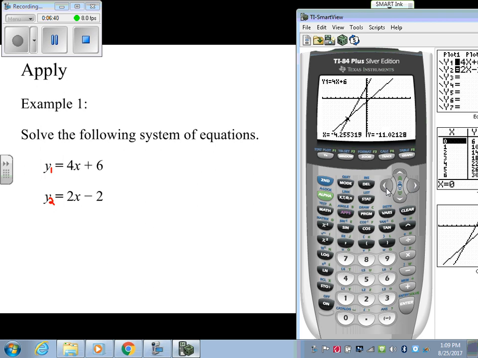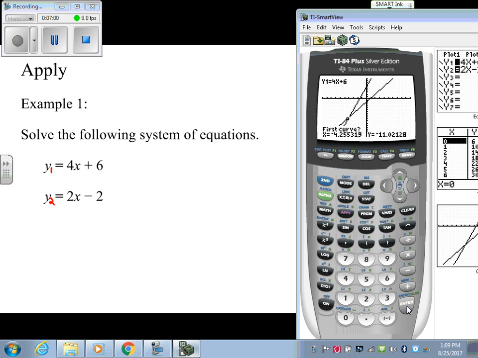So anytime you're tempted to hit the trace button, what you really should be hitting is second and then trace, which is actually a calculate button. And then we have a list of options here. We'll use many of these throughout this course, but we are interested in choice 5, where they intersect. And so you can either arrow down and hit enter for intersect, or you can just hit the 5 key on the number pad.